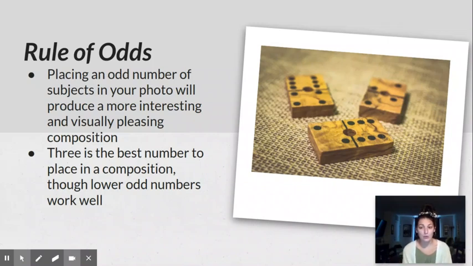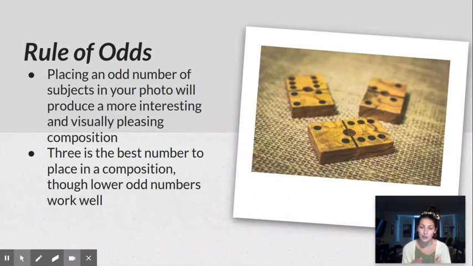A common form of using the rule of odds is to have 3 subjects in the frame. For some reason, they say that 3 is the best number to place in a composition, though other low odd numbers work fine as well, like maybe 5 or 7. But if you put more than 9, the brain starts to treat them as a group, and the rule of odds gets a little bit flustered there. So they say 3 is where you want to stay.